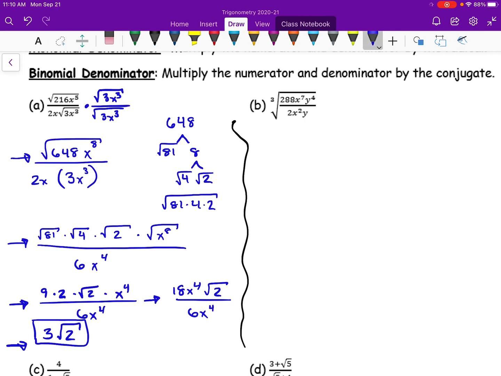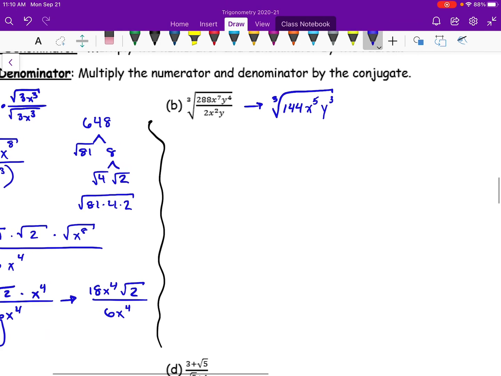Okay, B. I'm going to just try and simplify my fraction first. So the cube root of 288 divided by 2, which is 144. x7 over x squared is x5. y4 over y is y cubed. Okay, that looks good.